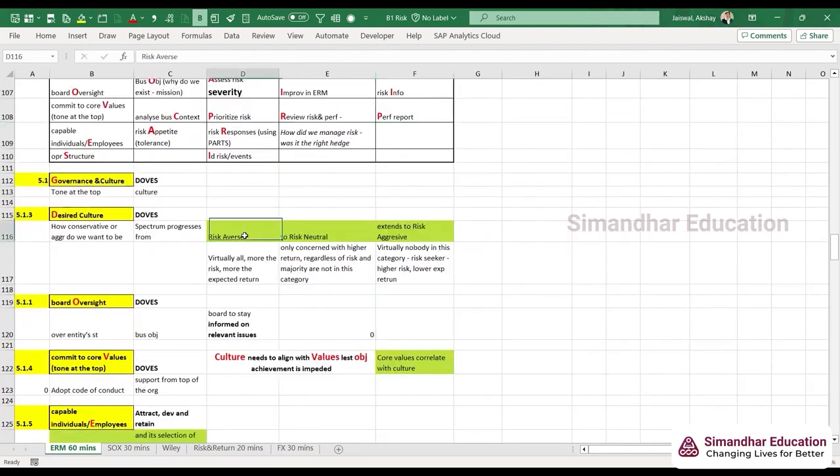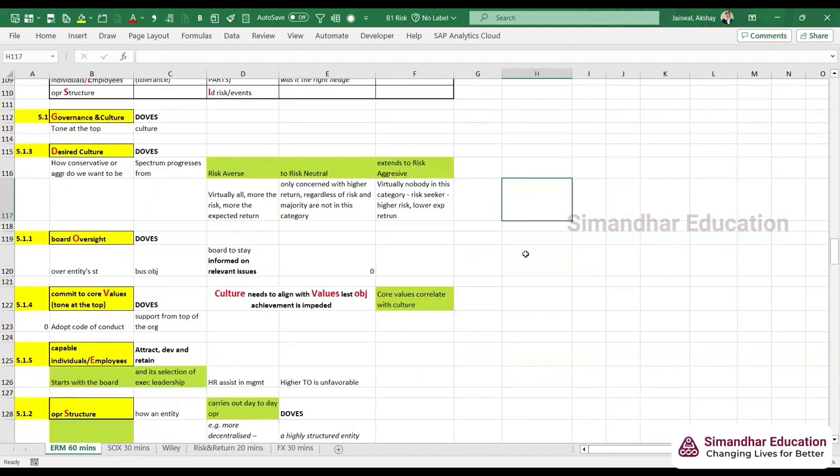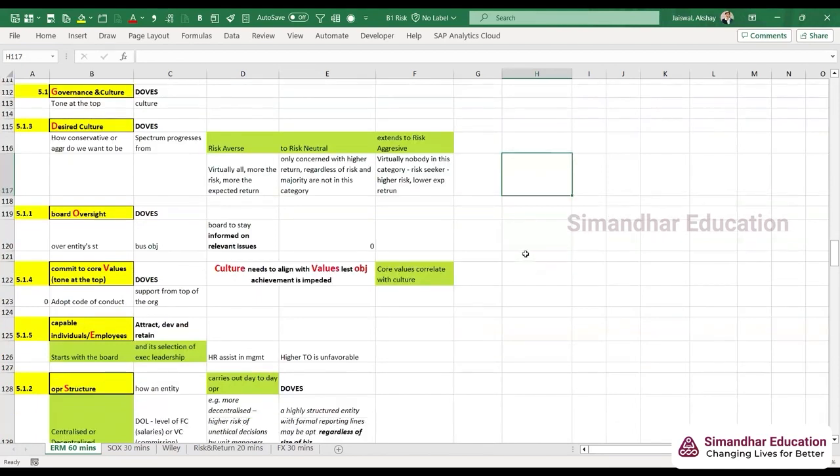There are three types of risk nature. We will discuss it a little bit more in the next module, financial risk management. There are three types of people or three types of company. One is risk averse, one is risk neutral, and the third one is risk aggressive. What are those? We'll discuss in the next chapter.